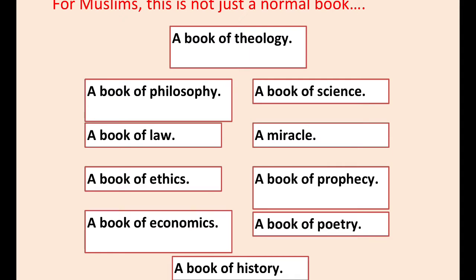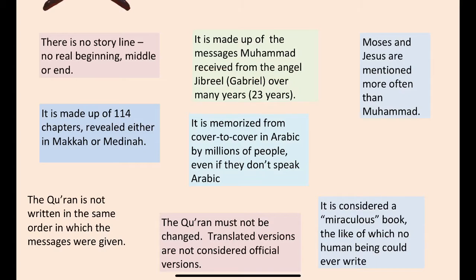So let's look at some interesting facts about the Holy Quran. There's no real beginning, no middle, no end. It's not made up of a story. It's made of these different surahs that were revealed to Muhammad in Mecca and Medina over a period of 23 years. There's 114 of these in total.